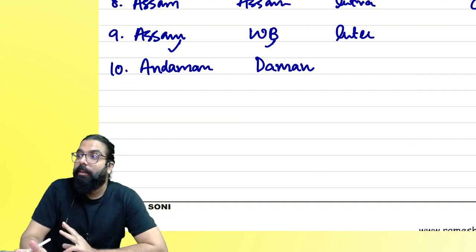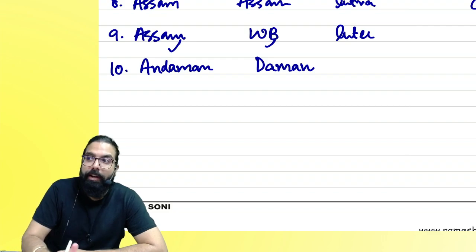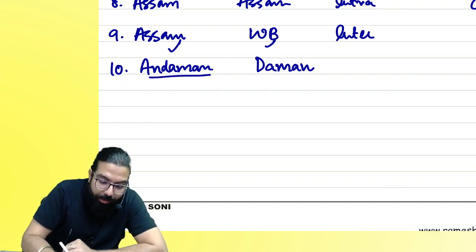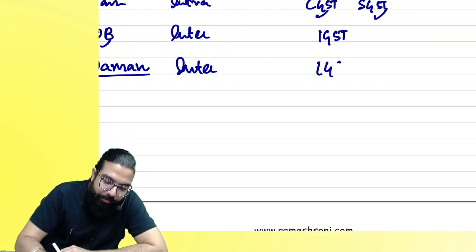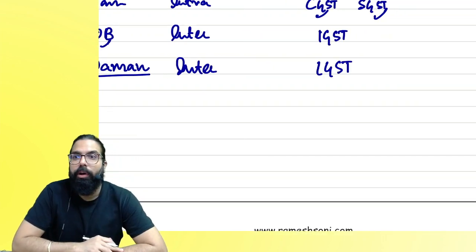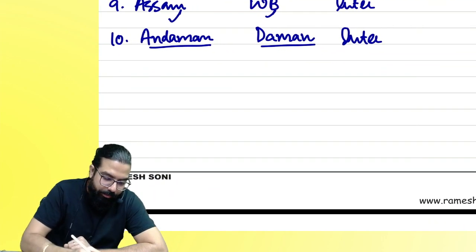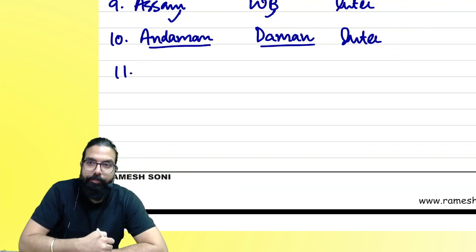Now tell, one state to another state, one UT to another UT. It will always be what, everyone? What will you charge? Is my point clear to all? Can we go ahead? Chalo. Next. Who is ready? 11.